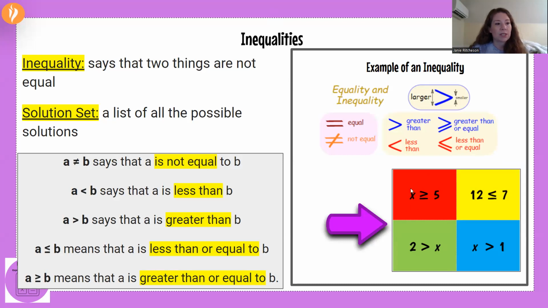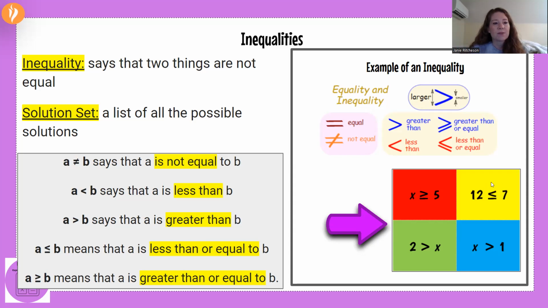So let's look at this one in red right here. We would say this, x is greater than or equal to 5. So what would be a solution to this inequality? If I've made x equal 6, is 6 greater than or equal to 5? Yep. What about 10? Is 10 greater than or equal to 5? Yep. What about the number 5? Is 5 greater than or equal to 5? Yeah, so our solution set is any number that is 5 or higher, okay?